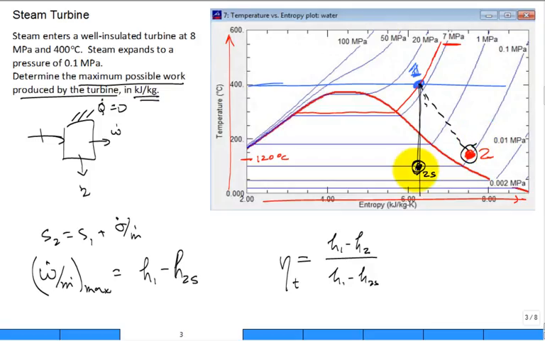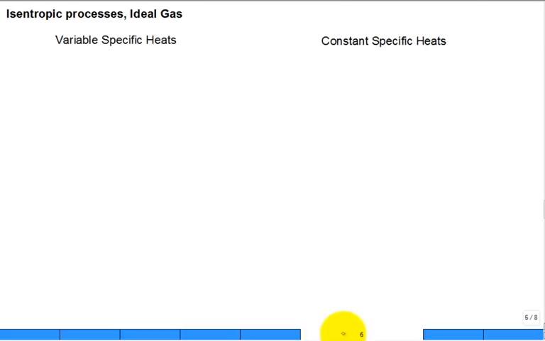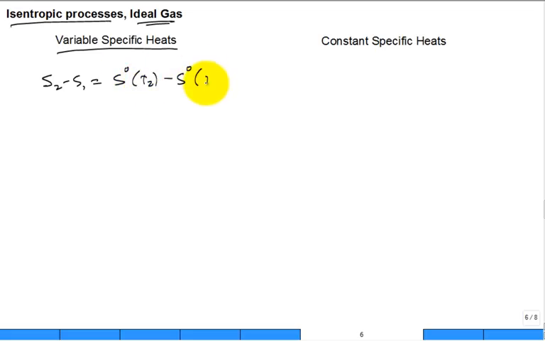Okay, so we'll pick up here, right? So we want to do this for an isentropic process, ideal gas. You have variable specific heats. You get that S2 minus S1 is equal to S naught at T2 minus S naught at T1 minus R natural log of P2 over P1.